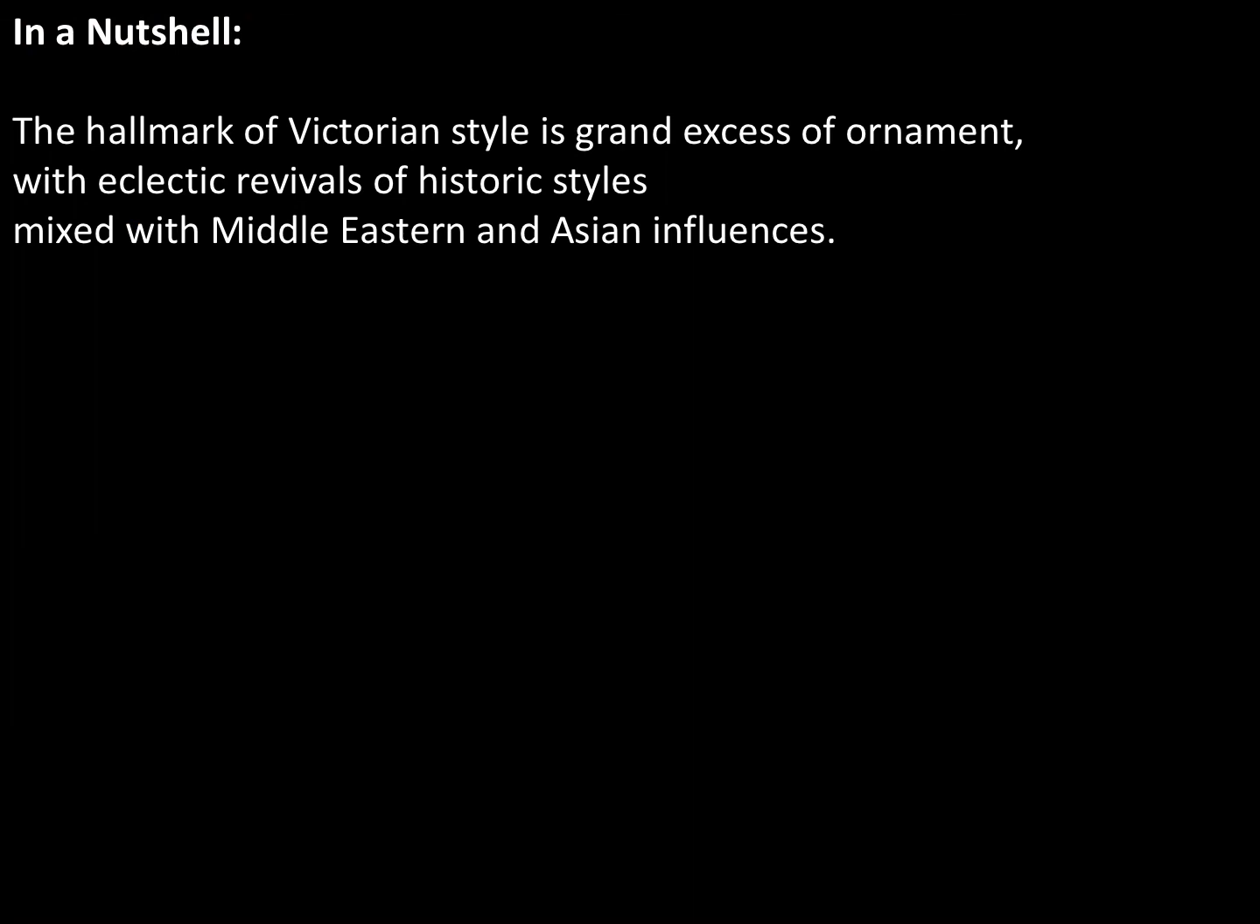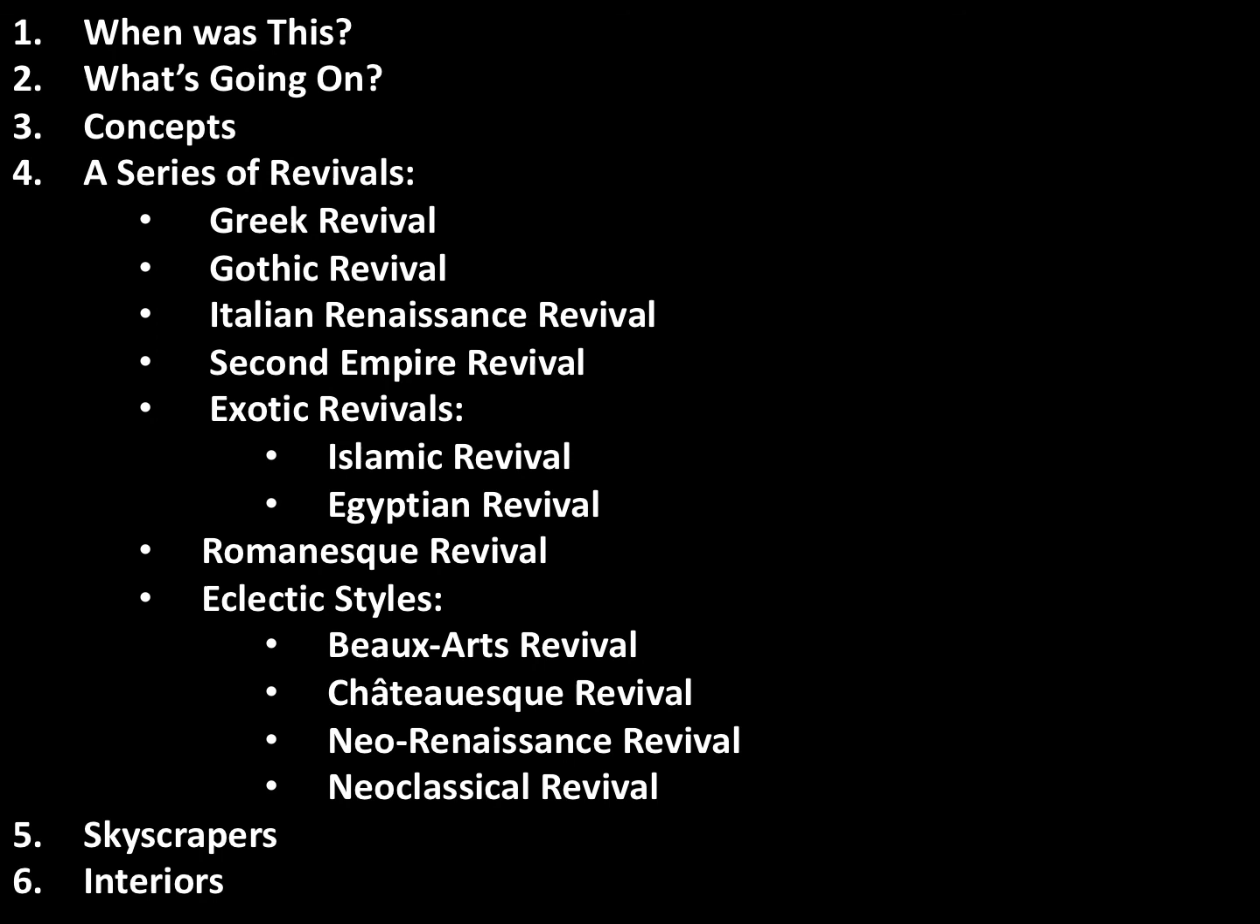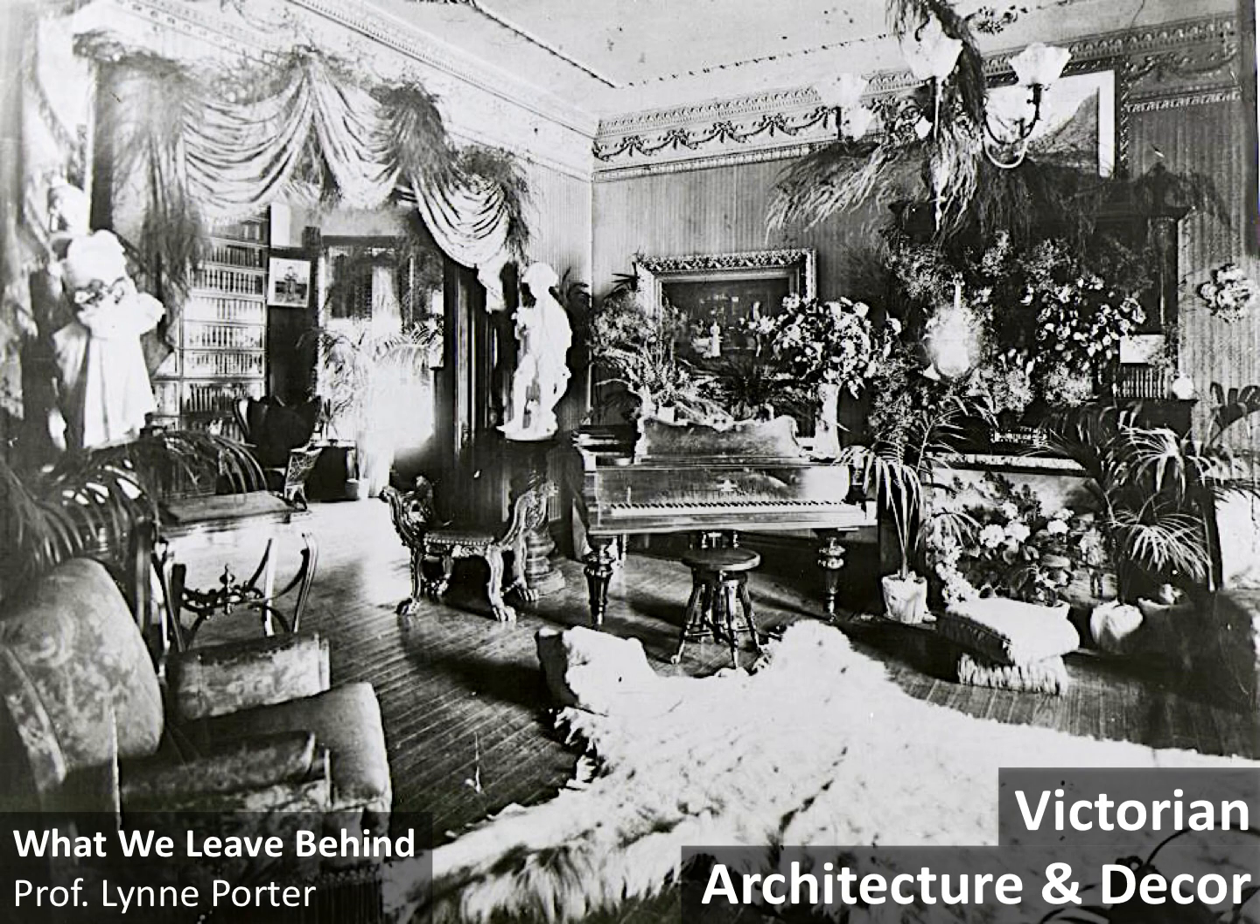So if we're going to take the whole Victorian thing and just kind of put it in a nutshell, we're talking about a total excess of ornament with these revivals of historical styles, kind of mixing and matching elements from historical styles, mixed with some Middle Eastern and some Asian influences. It is a period that's just this mad mix of all kinds of influences. And this is what we've talked about here today. Wow, all those revivals. Thank you for your time.